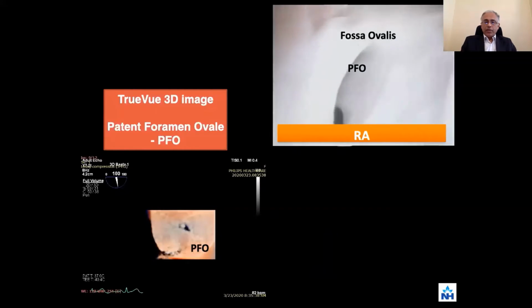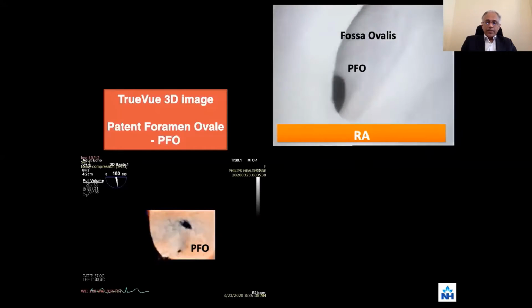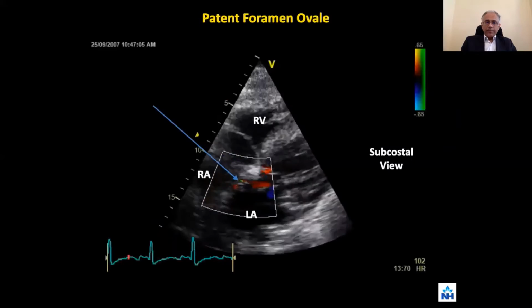And you can see the patent foramen ovale from the right atrium. And this is on the left atrial side. That is the TrueView image of how the patent foramen looks like. A very small, tiny structure. And then you can see that every time the cardiac cycle goes through its phases, it gets covered. And that's how the patent foramen ovale looks like.